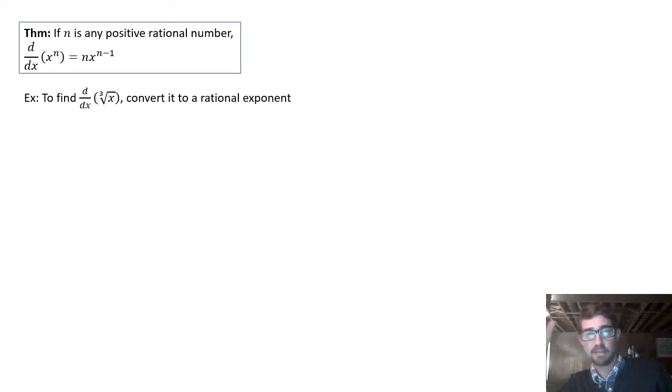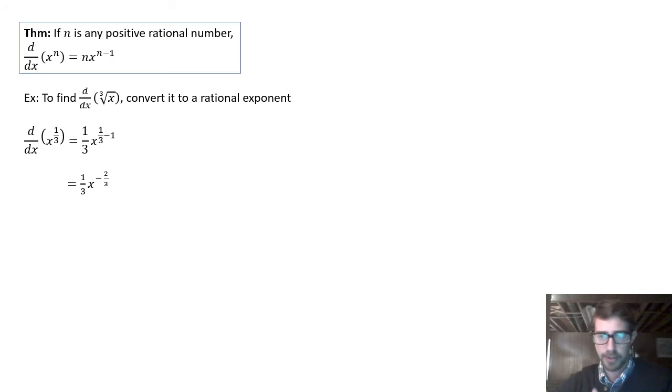So the cube root of x is the same exact thing as x to the 1/3. So the 1/3 comes down, and then you subtract 1 from the exponent. 1/3 minus 1 is 1/3 minus 3/3, which is negative 2/3. So there it is. That's how you do the derivative of something like a cube root. Switch it to an exponent, just use the power rule. It's 1/3 x to the negative 2/3.